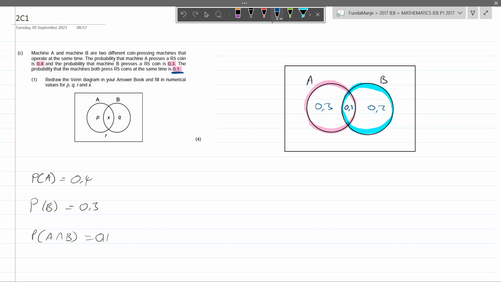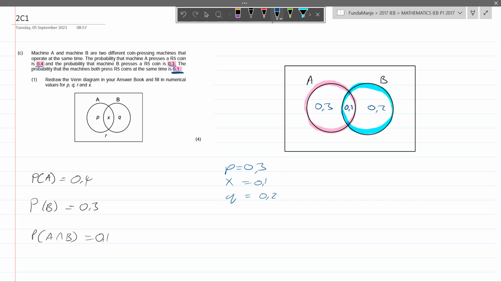Now if we add up this entire circle, we get 0.4, which is true to the information given here. I mean, for the pink circle it will be 0.4. For B it will be 0.3, which is in line with the information given. So the value of P in this case will be 0.3, the value of X will be equal to 0.1, and the value of Q will be equal to 0.2.